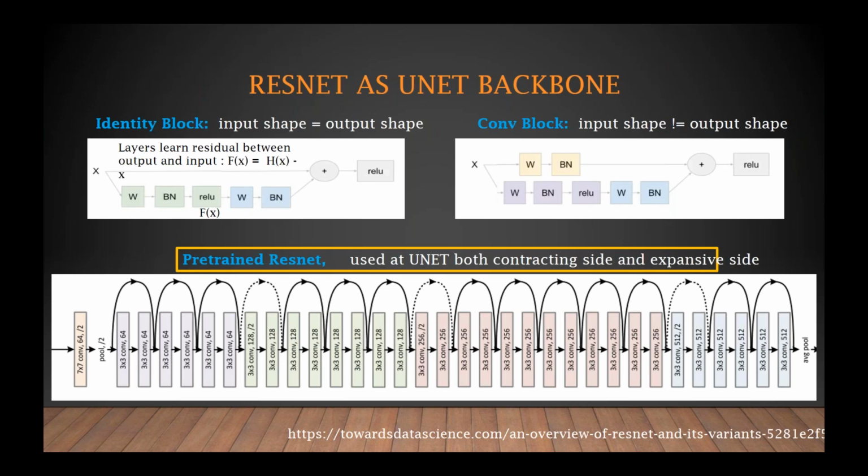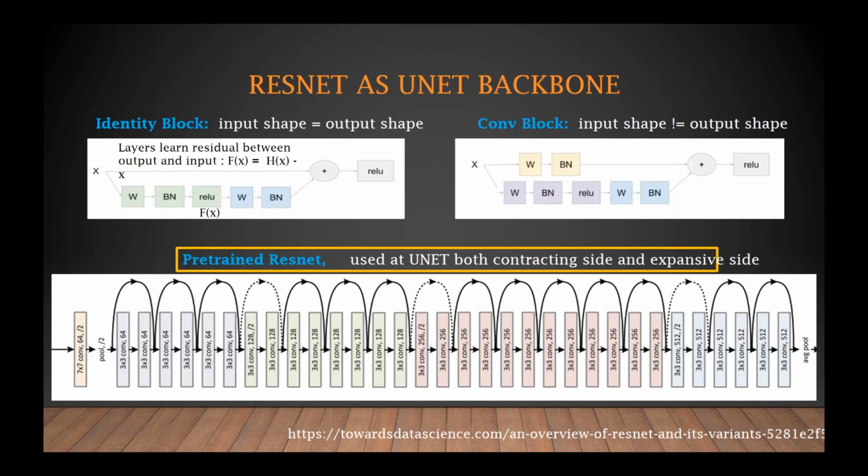So the input here is x, and this is a convolutional filter, batch normalization, and the ReLU activation. This operation is called f(x). So the output here, h(x), equals x plus f(x). So eventually, what the output layer learns is the residual between input and output. That's why it's called a residual block.